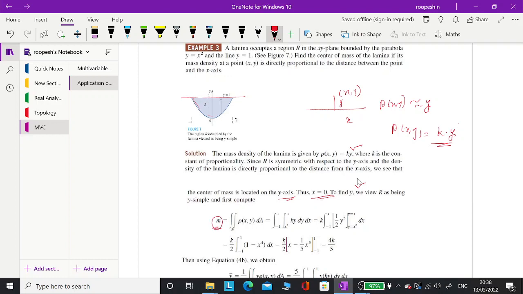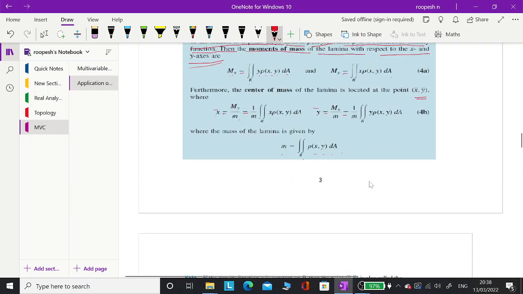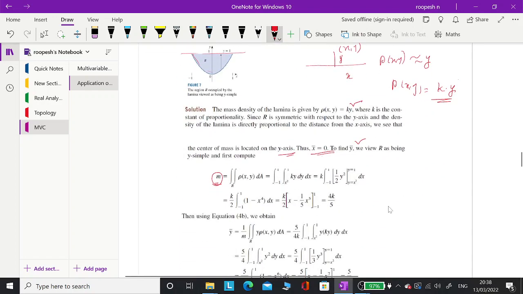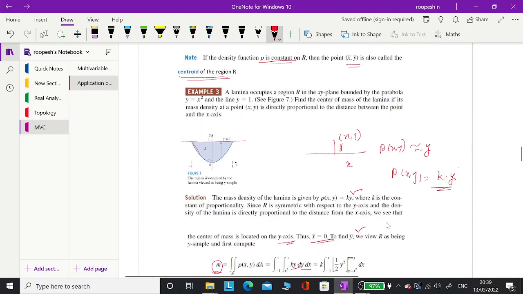So m equal to, by the formula, the double integral over R of rho xy dA. In this case, m will become the double integral over R of ky dy dx. Now see, from here to here it is ranging. First one is varying from 0 to this point, that is 1, right?